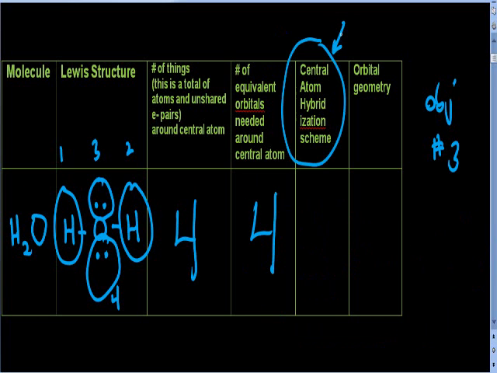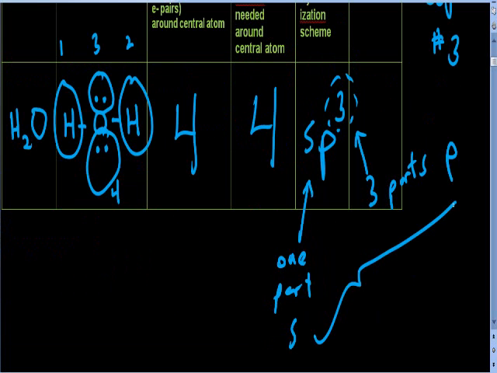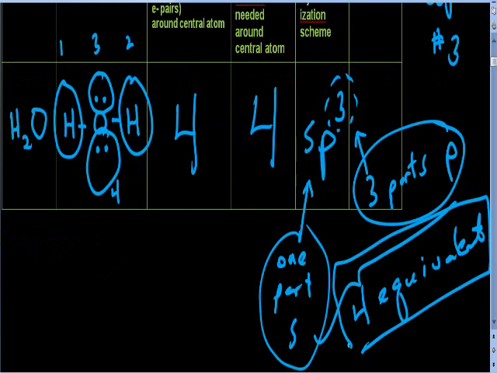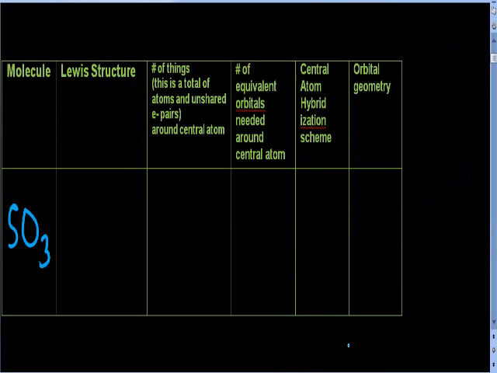Central atom hybrid scheme, if we need 4 orbitals, that's going to be an sp3, which would provide 4 equivalent orbitals around our central atom to make the bonding necessary to create our molecule. The way we can identify this is sp3 tells us, again, we have 1 part s, 3 parts p. Those pieces hybridize to create 4 equivalent bonding orbitals, or hybrid orbitals that we have.